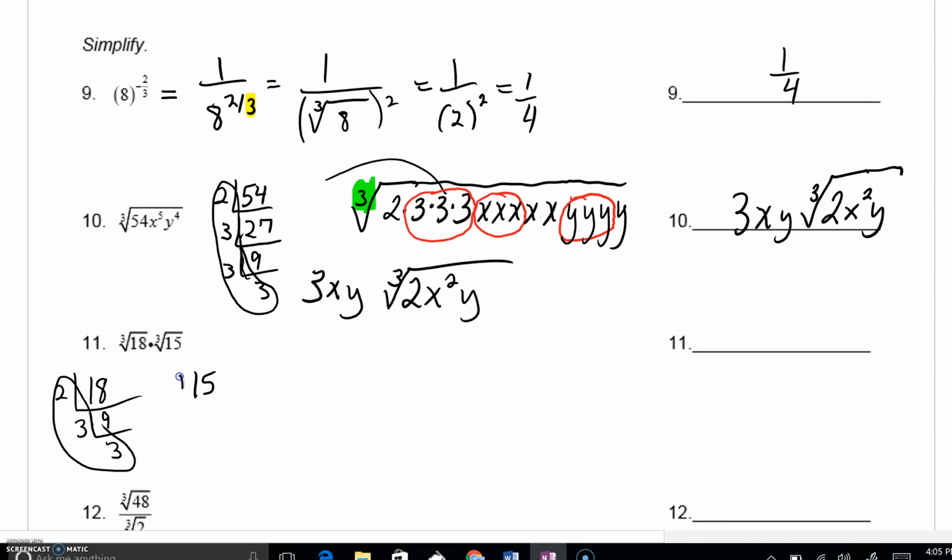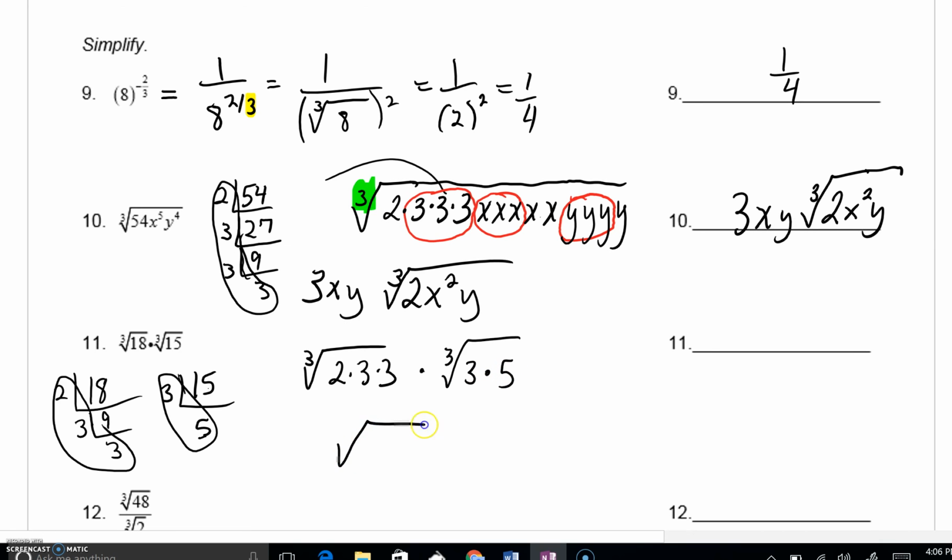Let's do the same thing with 15. 2 doesn't divide into 15, but a 3 does. 15 divided by 3 is 5. 5 is a prime number. We really have our prime factorization. 18 then is going to be written as the cube root of 2 times 3 times 3. 15, well, we can write that as 3 times 5.